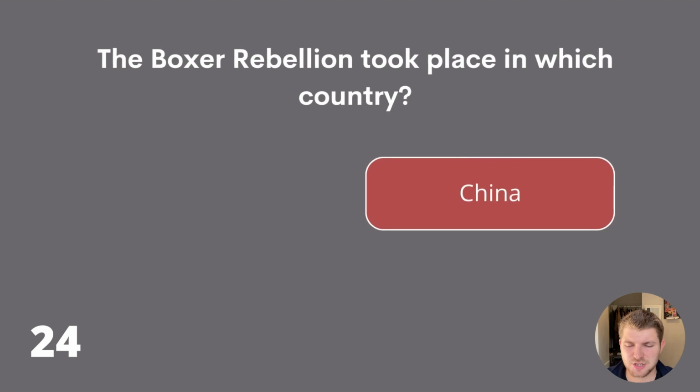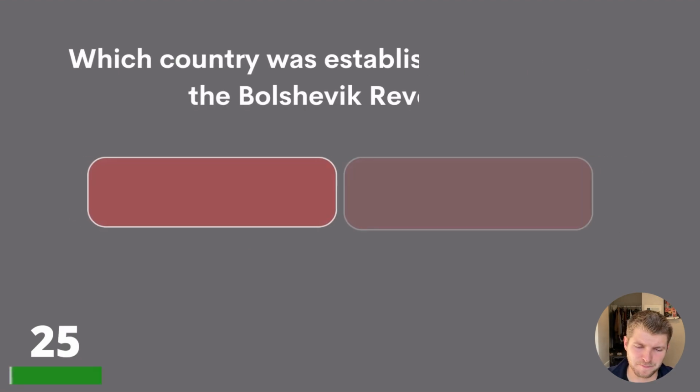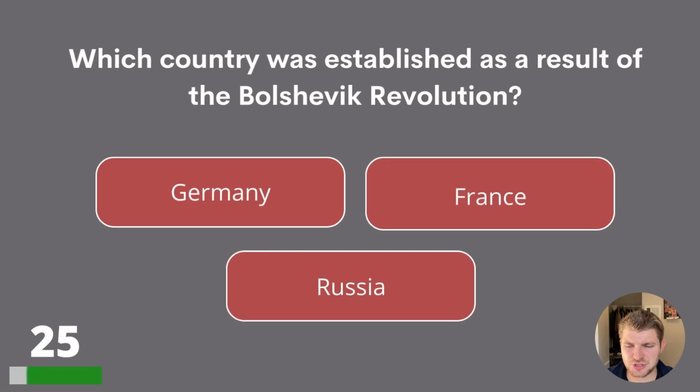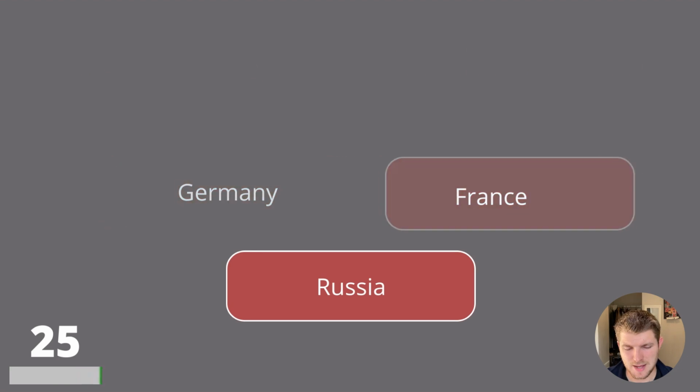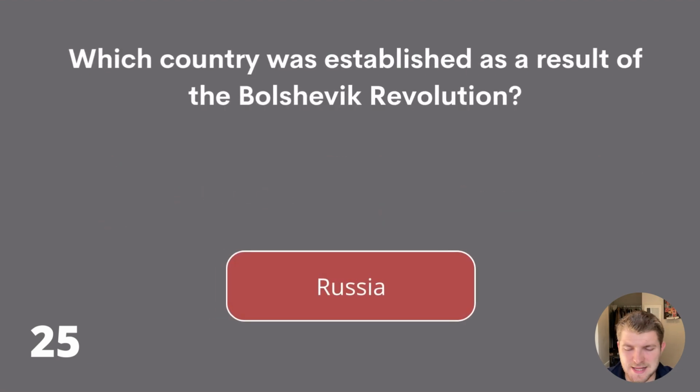The answer is China. Question 25. Which country was established as a result of the Bolshevik Revolution? Germany, France, or Russia? And we are now halfway through this quiz. The answer is Russia to question 25.